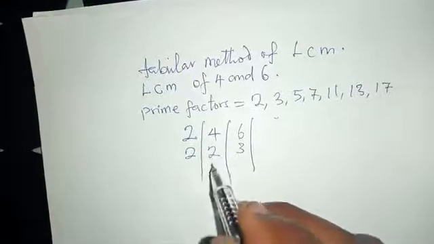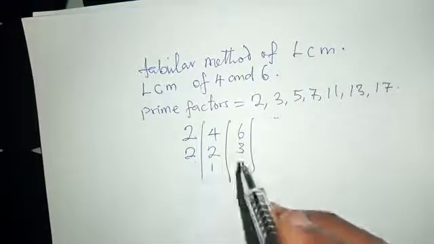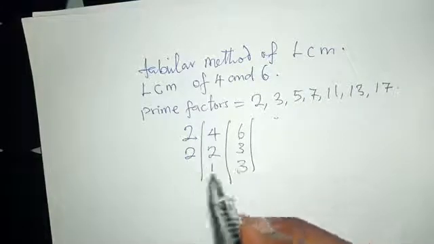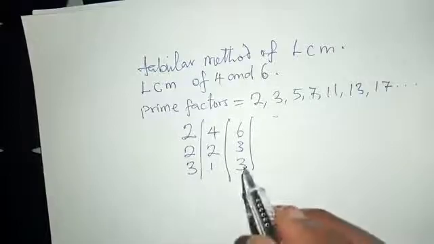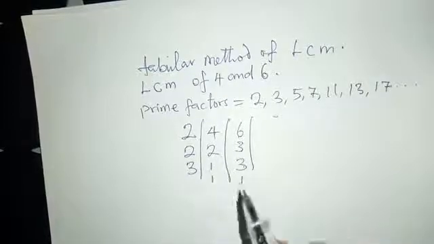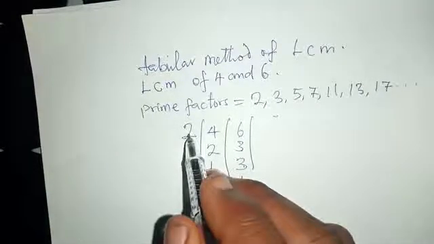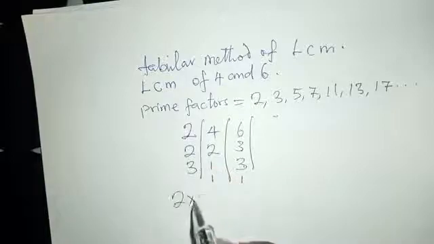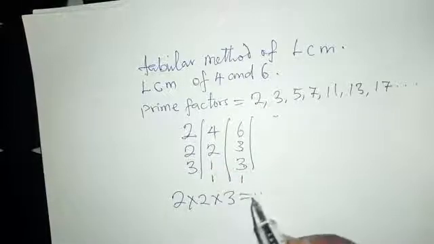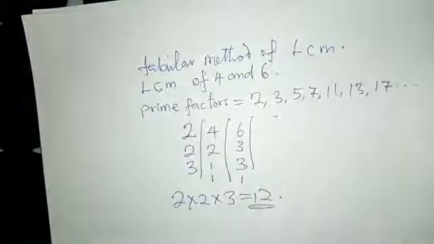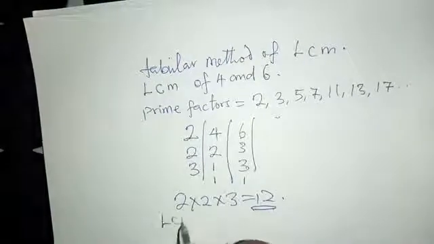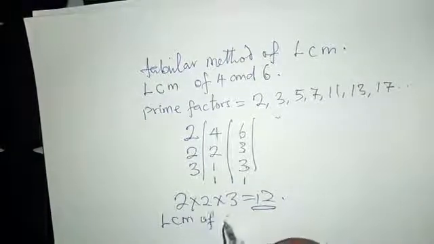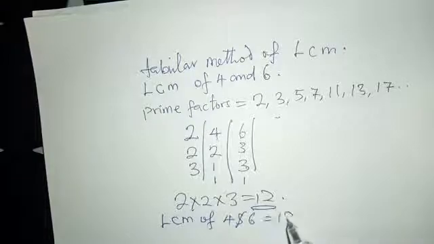2 divided by 2 is 1. 3 divided by 2 cannot go. You bring it down. Then the next thing you use 3. 3 divided by 3 is 1. This is 1. Therefore, 2 times 2 times 3 is 12. Remember that was the answer we got before. Therefore, LCM of 4 and 6 is 12.